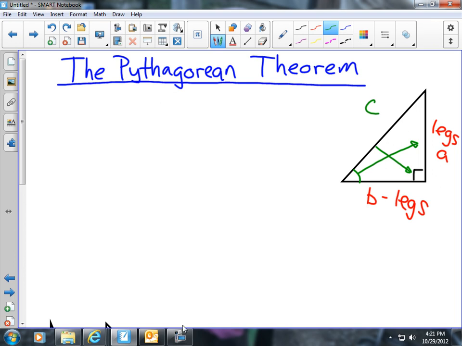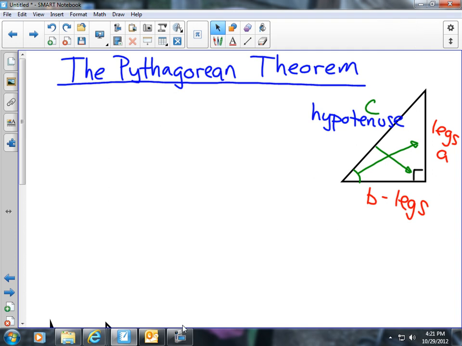But anyway, side C is referred to as the hypotenuse. And again, the hypotenuse, this is side C. It is the side that is directly across from the right angle.